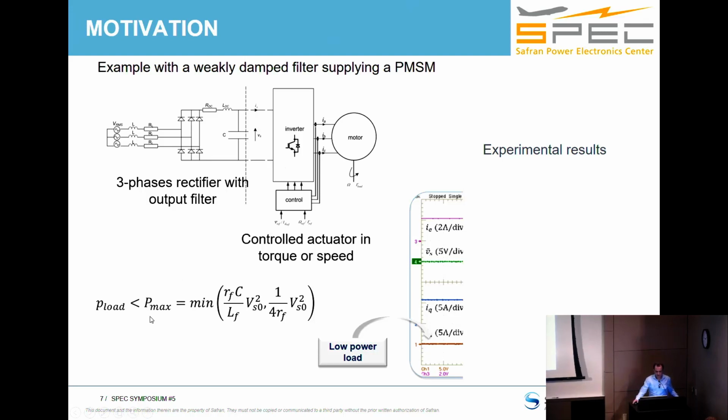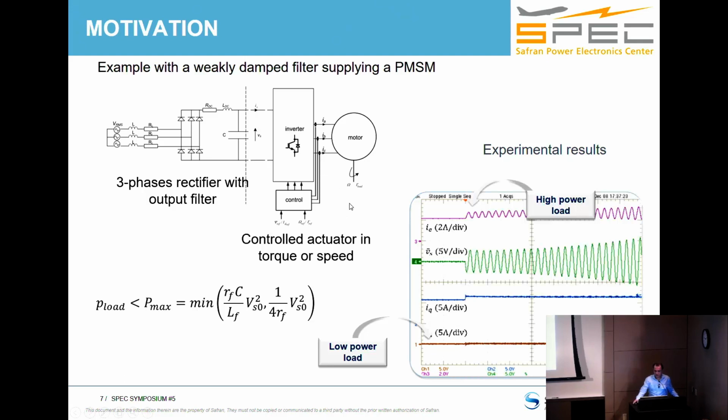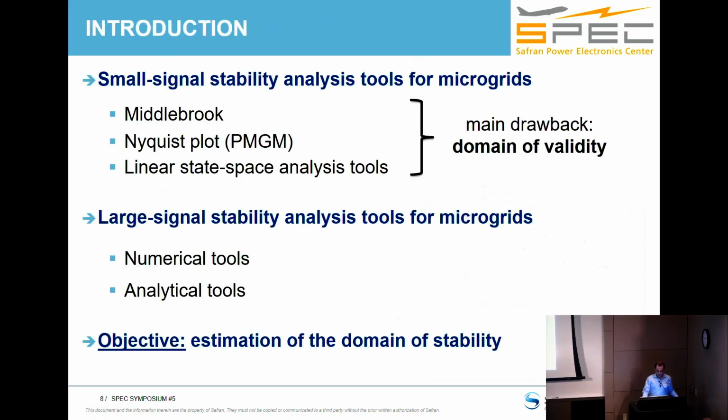And this result, this condition here, is pretty well known. The load power, the power absorbed by the inverter motor, should be less than this value. Here is an experimental result that shows that if this requirement is met, we don't have any problem. And if this power load is greater than this maximum value, you have unstable oscillations in such a simple system. So stability is an issue. We have to pay attention, and then you can stabilize.